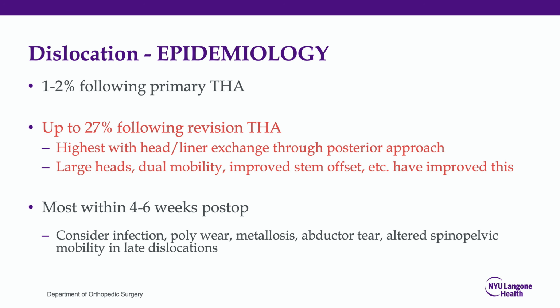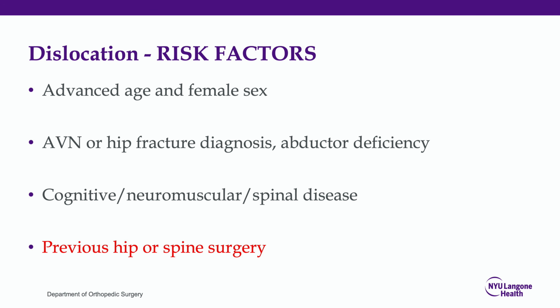The majority of these dislocations are going to happen in the first year, and many of those will be in the first 4 to 6 weeks postoperatively. If you have a late dislocation beyond the first year, you should consider things like infection, polyethylene wear, metallosis, abductor injury, or altered spinopelvic mobility as a possible explanation. So risk factors for dislocation include advanced age and female sex, osteonecrosis and hip fracture diagnosis, abductor deficiency, and of course cognitive or neuromuscular disease, as well as spinal disease. And certainly patients who have had prior hip or spine surgery are at higher dislocation risk.